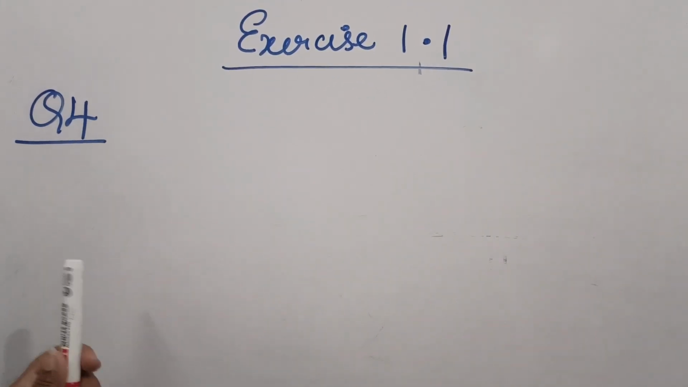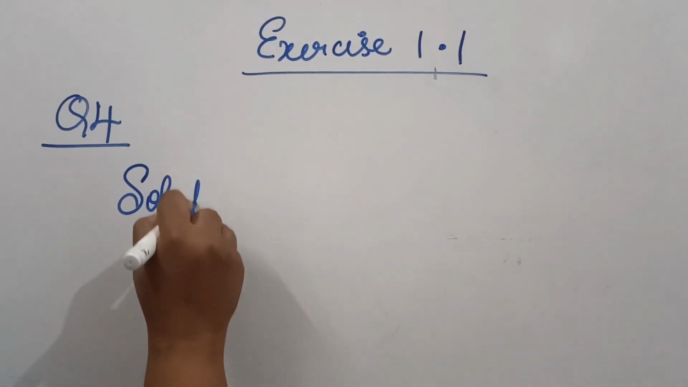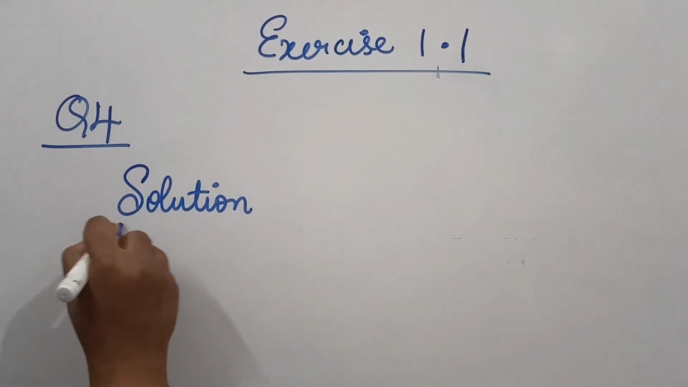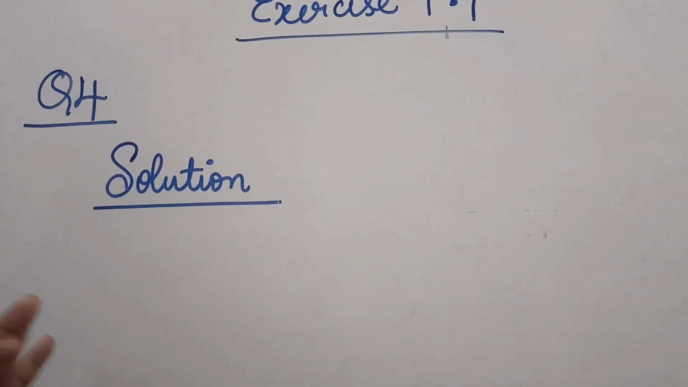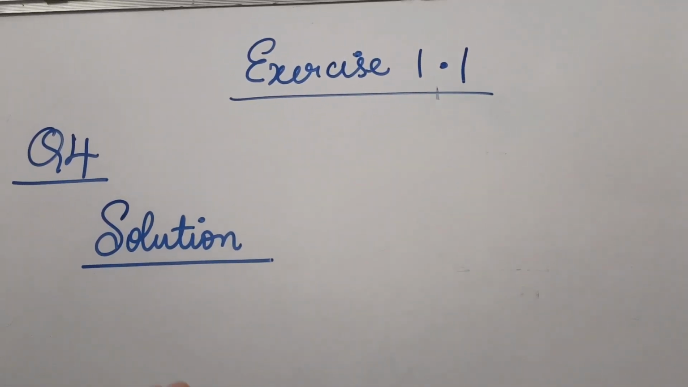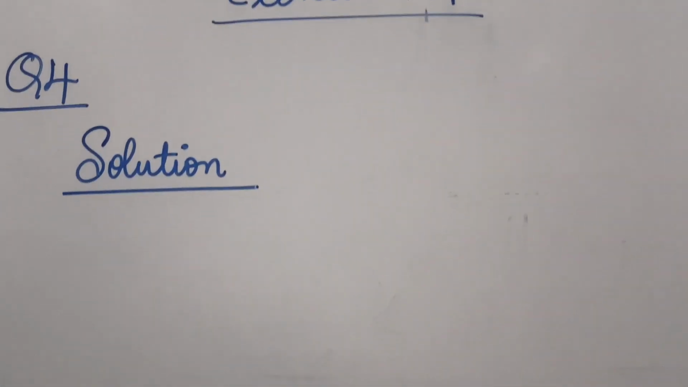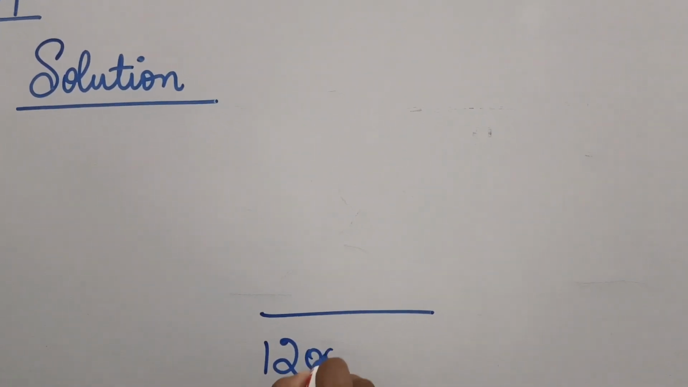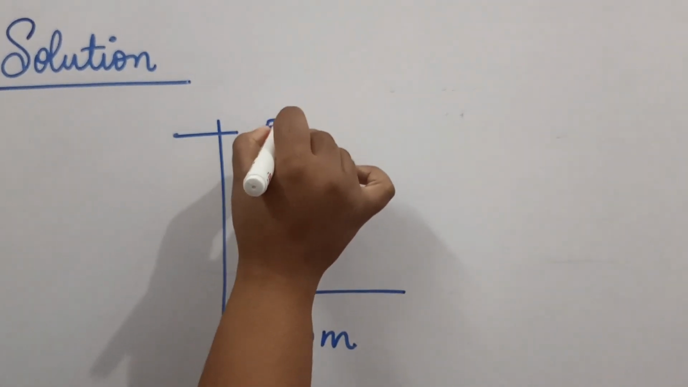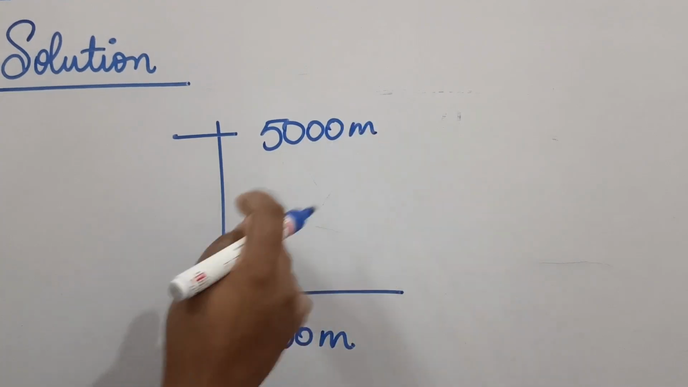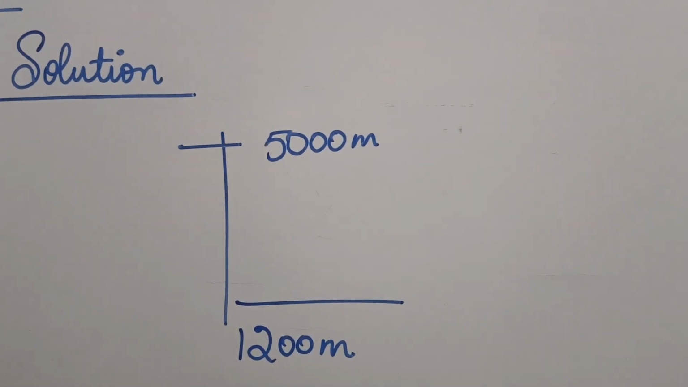So what you have to find? The solution must be the vertical distance you have to find, like plane and submarine. Submarine is floating 1200 meters below the sea level, and this is the sea level. 1200 meters below the sea level, and here you have a plane flying 5,000 meters. So you have to find the vertical distance. That is what we are going to find out.